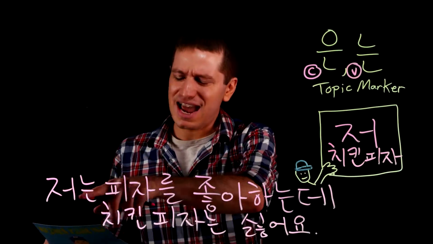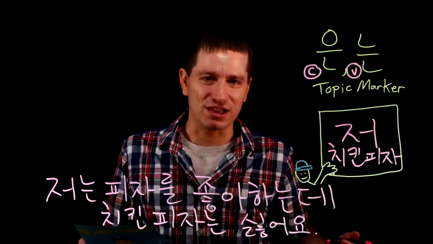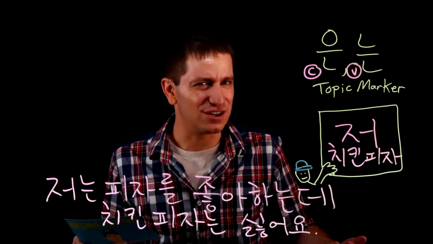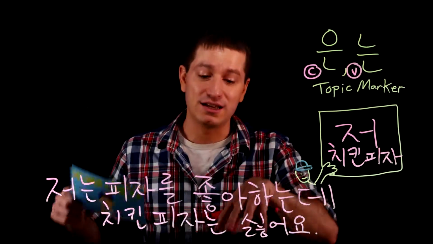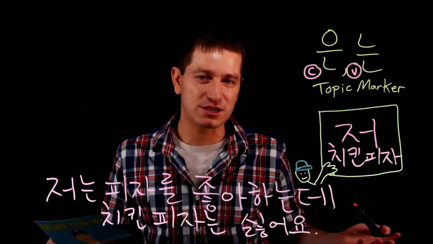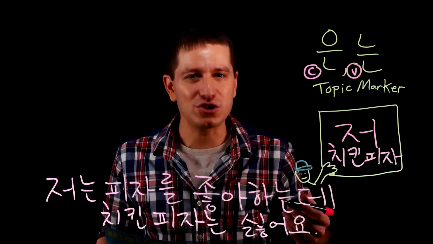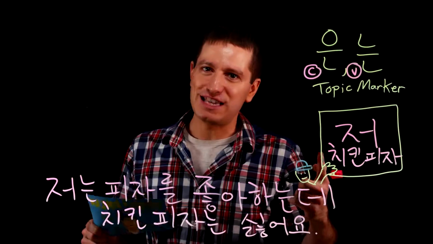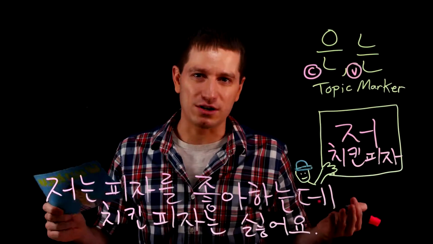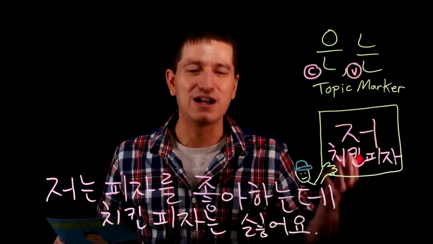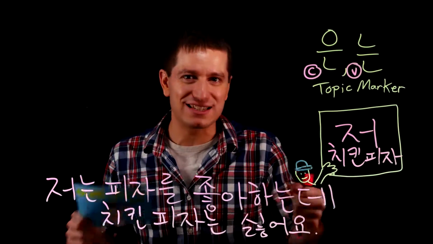We get this meaning of, as for me, I like pizza, but as for chicken pizza, I don't like it. That seems a bit unnecessary if you think about it in English, right? Just say 저는 피자를 좋아하는데 치킨 피자를 싫어해요 with the object marker. But no, with this sentence, we're going to be using two. What that does is this adds contrast to your sentence. Specifically, the first part of your sentence marked with the topic marker is going to be contrasted now with the second part of the sentence.